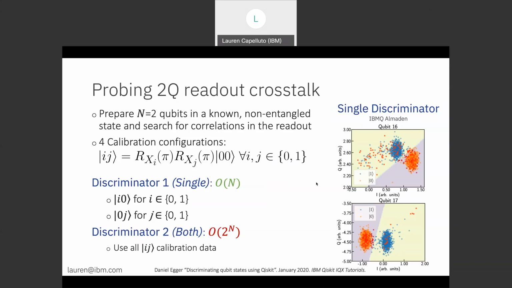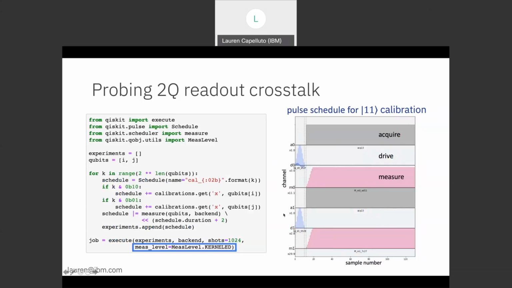It's important to note that the runtime of these 2 discriminators is very different. So if we only need to use a subset of the data for discriminator 1, then we can perform all of our readout calibrations in linear time with respect to the number of qubits. But if there's significant crosstalk, we would need an exponential number of calibrations to accurately calibrate the device. Again, it only takes about a dozen lines of code to set up this entire experiment.